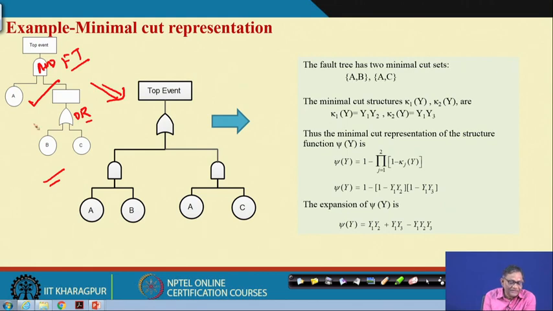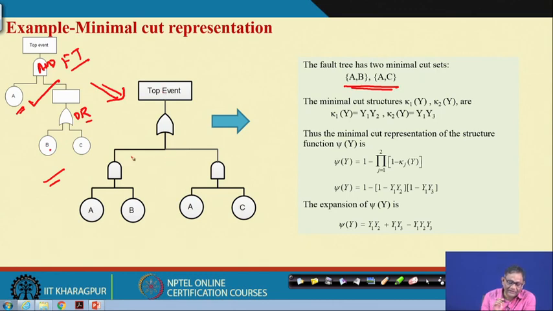What are the cut sets? There will be two cut sets: A must occur, and B or C occurrence will lead to the top event, so A B and A C. So, there are two minimal cut sets, A B and A C. This one is represented like this.